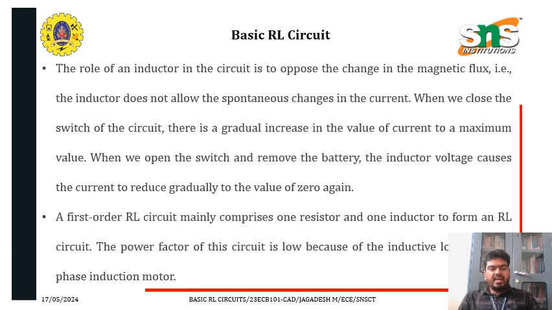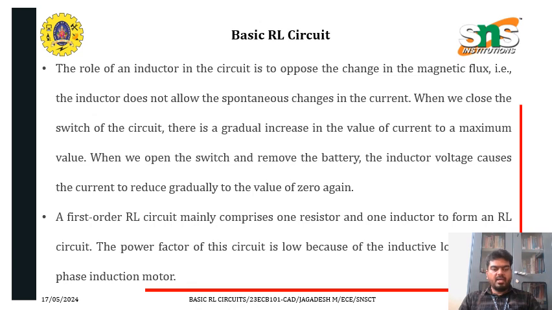So the role of an inductor in the circuit is to oppose the change in the magnetic flux. The inductor does not allow a spontaneous change in the current. When we close the switch of the circuit, there is a gradual increase in the value of current to a maximum value. When we open the switch and remove the battery, the inductor voltage causes the current to reduce gradually to the value of 0 again. The first order RL circuit mainly comprises one resistor and one inductor.